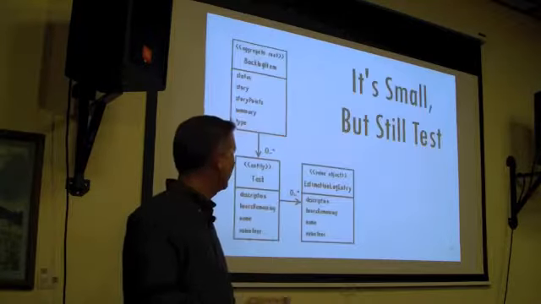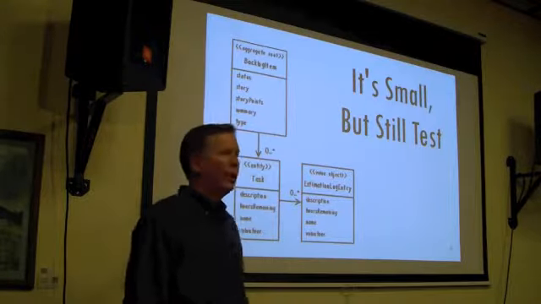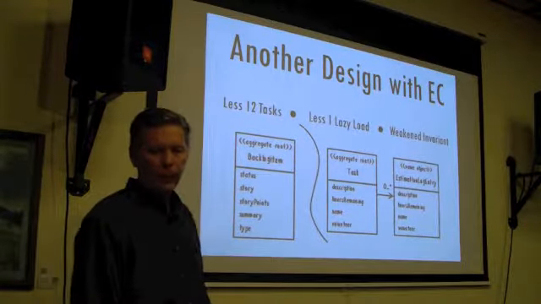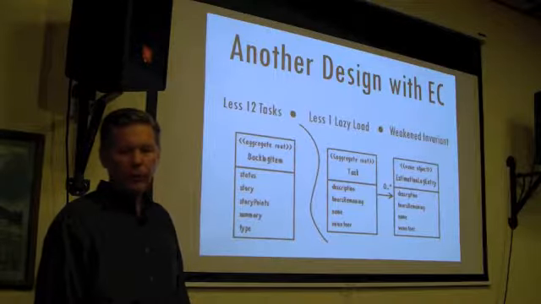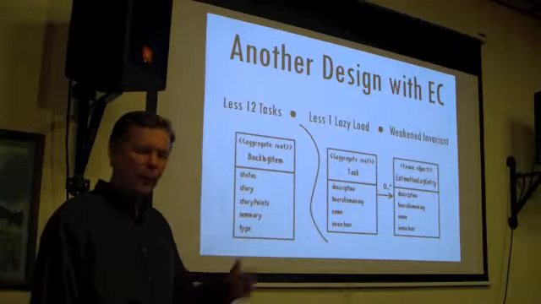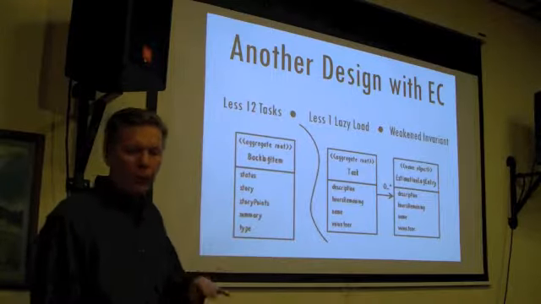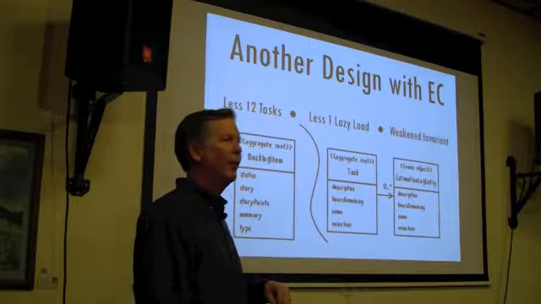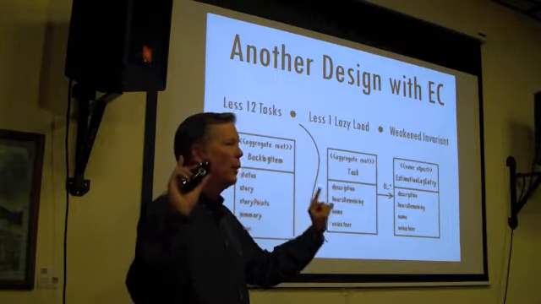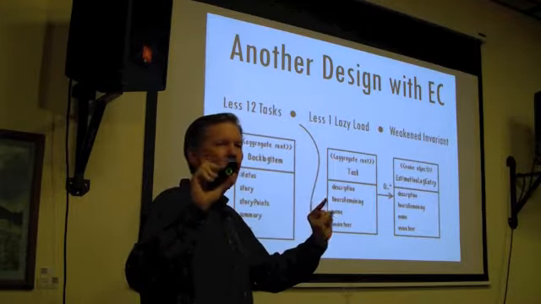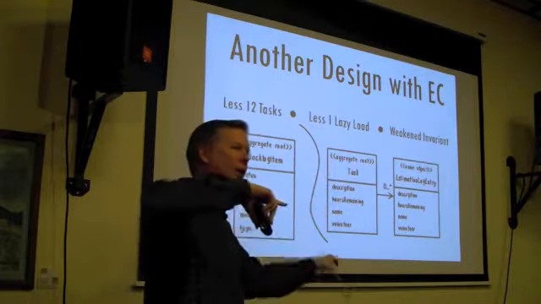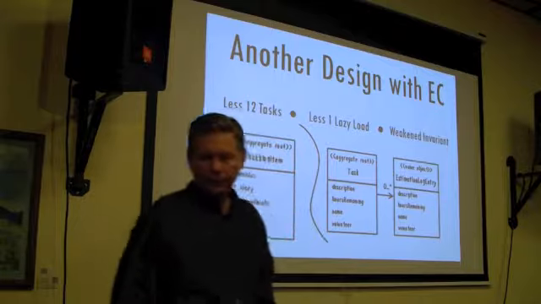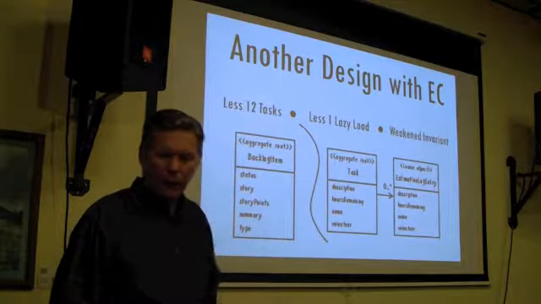But we still need to test this out, because we may have 12 fewer tasks. If we break this up, we will have one less lazy load, but we also can weaken the invariant, right? So there's going to be a time lapse between the time that a task has its hours marked down until the backlog item can catch up with it and change its status to done if necessary.